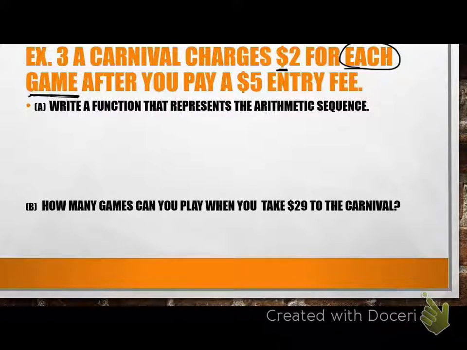Now, letter A says write a function. And I want you to underline or highlight that word function. And we're going to come back to it in just a minute. Okay? Remember, a function is an equation. So they want us to write an equation that represents the arithmetic sequence. What are the first 2 things we have to find if we're trying to write the equation of an arithmetic sequence? A sub 1 and D. We just did this in example number 2. So the question is, what is A sub 1? You say, well, Ms. Johnson, how am I going to figure that out? Okay, well, they don't have A sub n, they have A sub 1. So 1 game. When you have played 1 game, how much money have you paid?